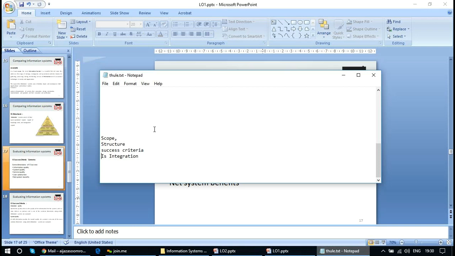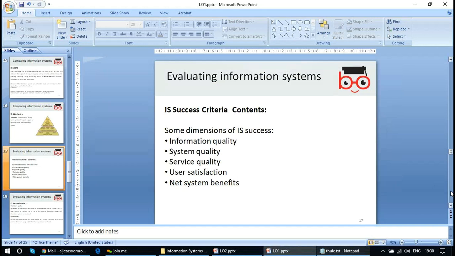So obviously you first need to know what the scope is, and then you would evaluate the scope. Then you would look at the structure, think about the success criteria, and see whether it is integrated or not. So these are the key things, even related with this course. If you go into any real business, in your job role, these things need to be considered.